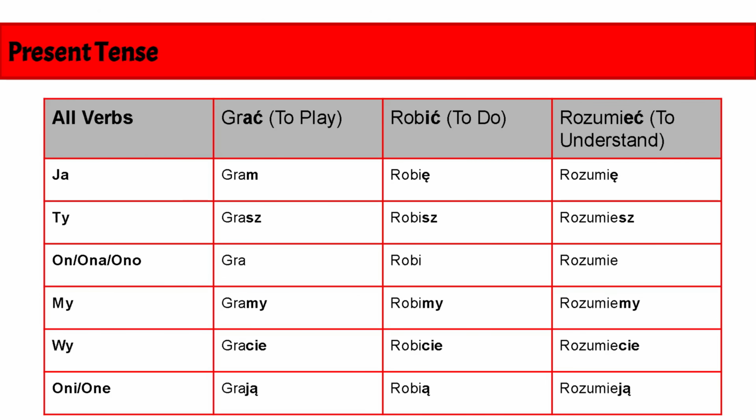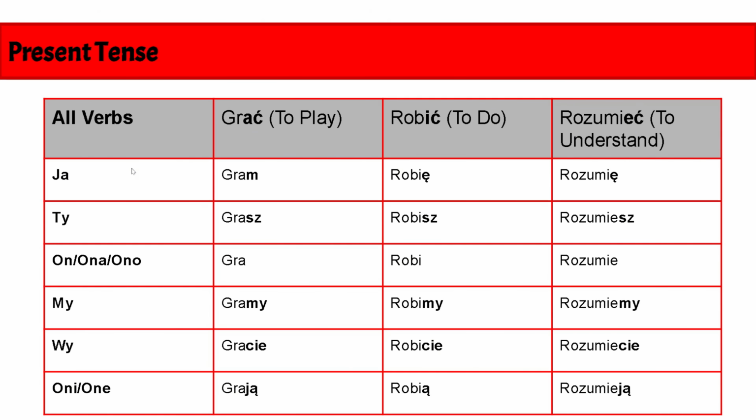Firstly, let's get into the present tense. Now, you might think, oh my god, there are so many things on this table. There's not really that much, and it's a lot less than what I could give you. What I'm going to do is give you an example verb for each conjugation pattern: grać, robić, and rozumieć. I'm going to show you the endings for each of these verbs. Because every verb in Polish follows the same conjugation pattern, if it is regular, you're learning one, but you're also learning every other verb that ends in ać, every other verb that ends in ić, and every other verb that ends in eć.